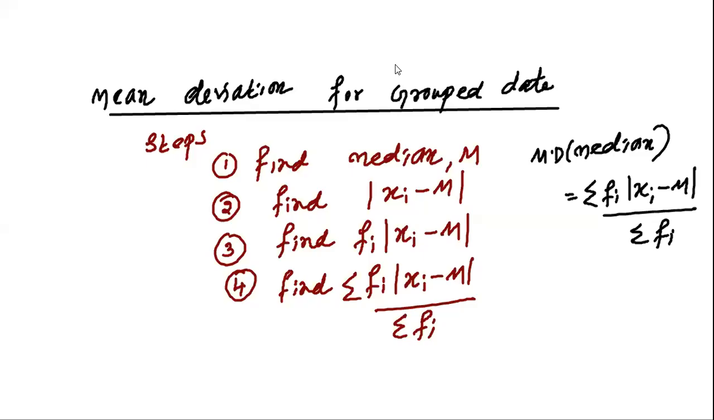Now we are discussing mean deviation about the median of grouped data. Let me tell you the steps. First, find the median M. Then find xi minus M and take its modulus. Then find fi into modulus of xi minus M. Then use the formula for finding mean deviation about the median. This is the formula for mean deviation about the median of grouped data.